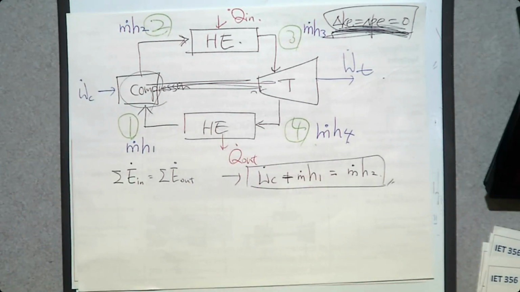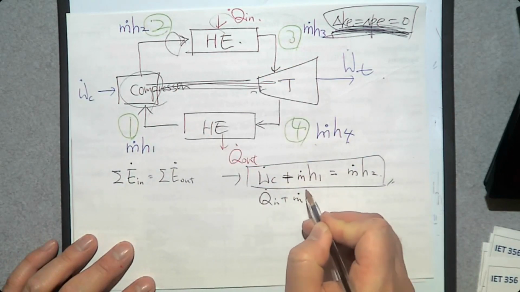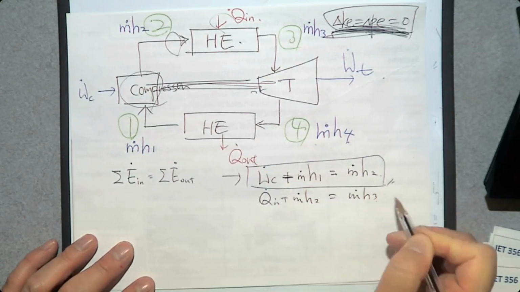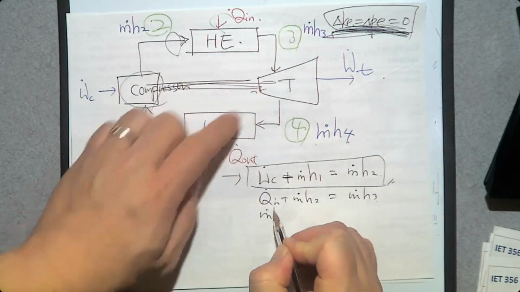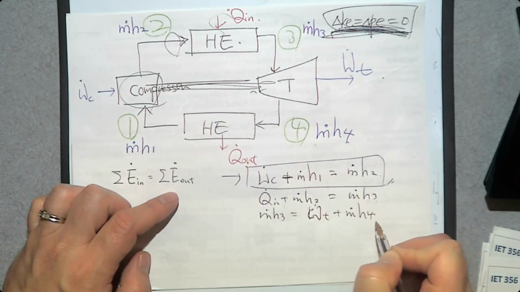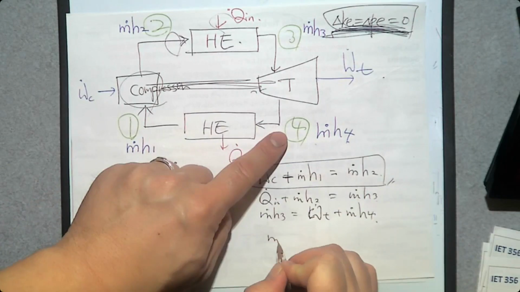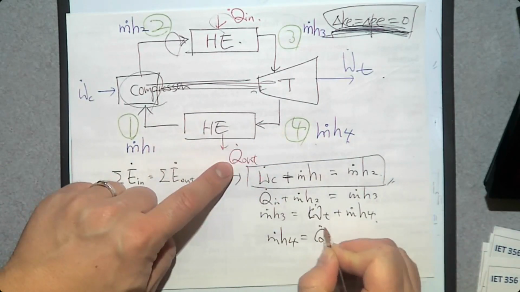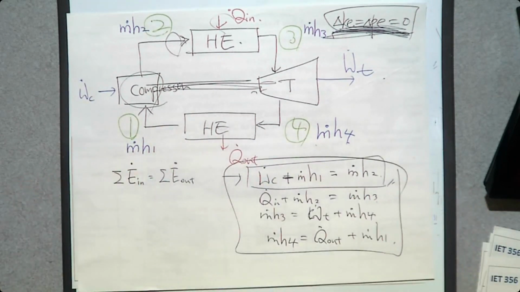What about the heat exchanger? One, two go in. Q dot in plus m dot h2 is m dot h3. What about the turbine? One goes in, two come out. m dot h3 is W dot T plus m dot h4. What about this heat exchanger? One goes in, two come out. m dot h4 is Q dot out plus m dot h1. So these are the energy balance equations.